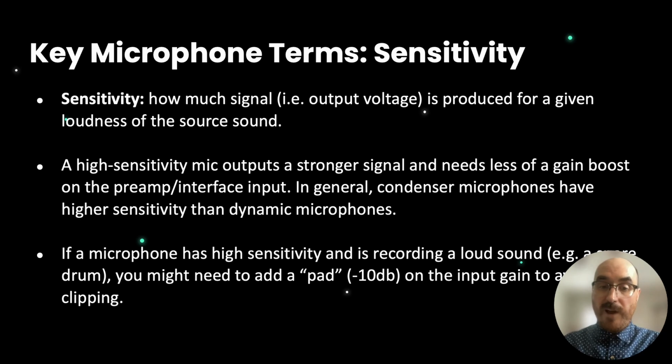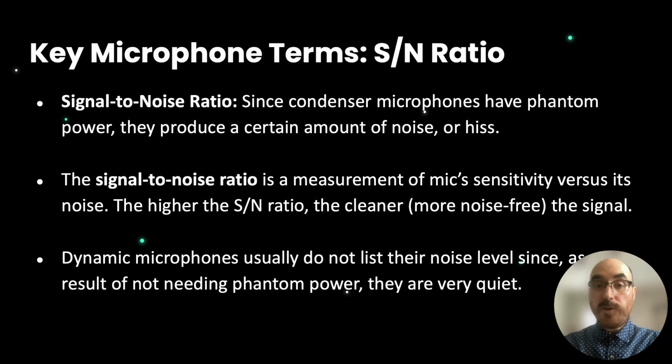A lot of microphones will have a pad on the back. So if you're recording overheads on a drum, you can shave 10 decibels right off the microphone to allow you to record without clipping. Signal to noise ratio. This is going to be really important in recording.